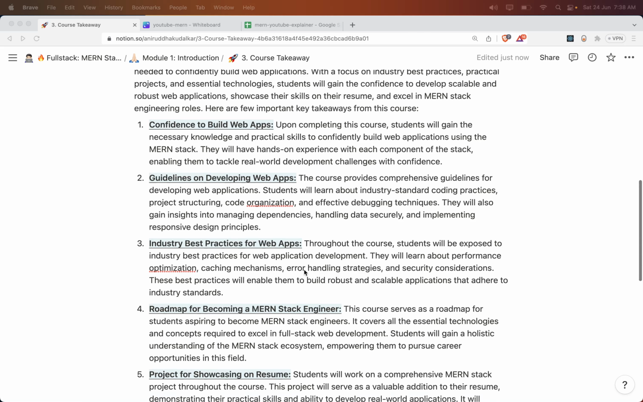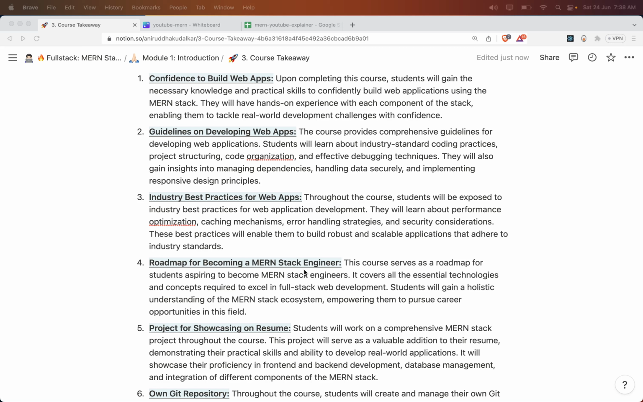Then industry based practices. What is the third key takeaway? Industry based practices. You will see and you will implement how exactly industry works, how they debug, right? What are the caching mechanisms? What is the efficiency? What is the security? How to make applications scalable? You will get that thought process. Throughout the course, these things would be getting developed in you. And at the end of the course, you will become expert in all of these things.